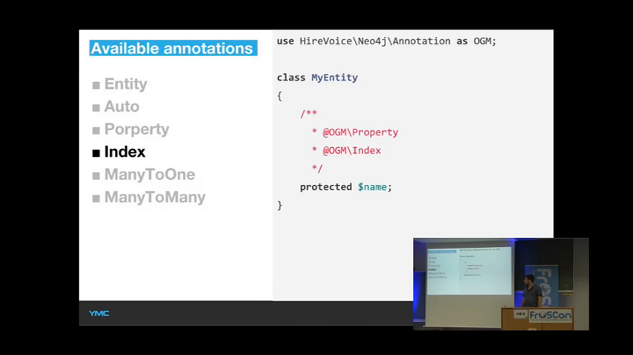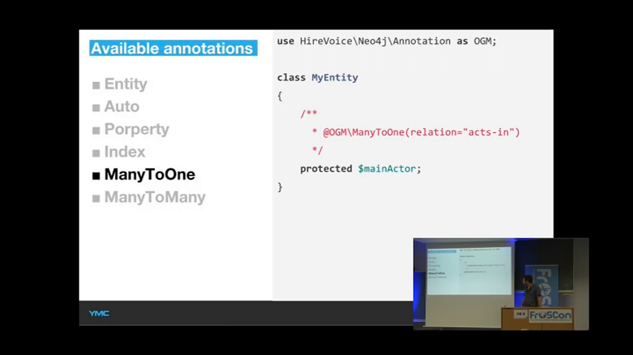Then we have the index annotation. This is kind of special because it only works with the property annotation. I have to go back to Neo4j itself. Neo4j has a Lucene search index natively, so it supports fast searching, and if I want to have this property indexed in the search index, so if I want to match this name or search by it, I have to tag it as an index.